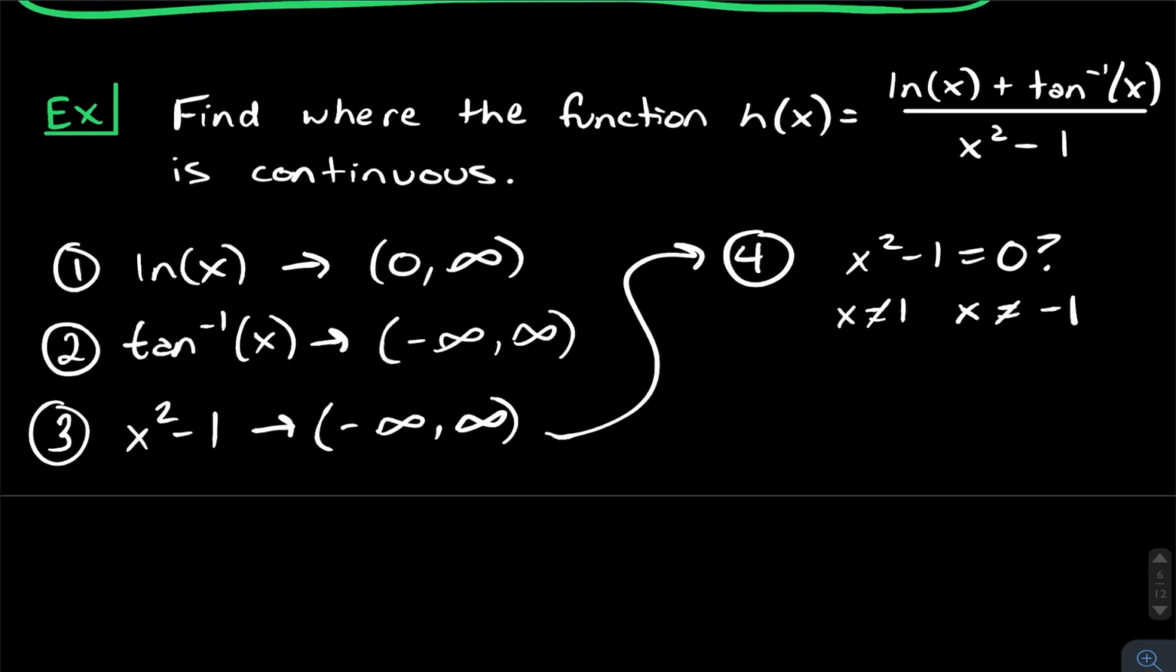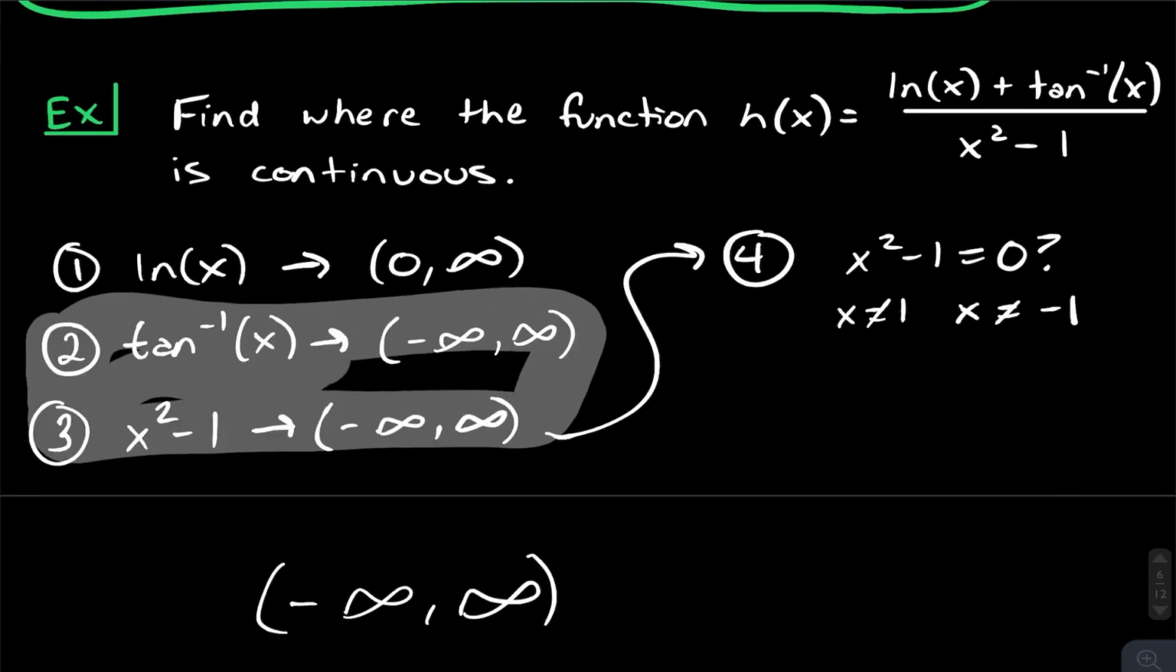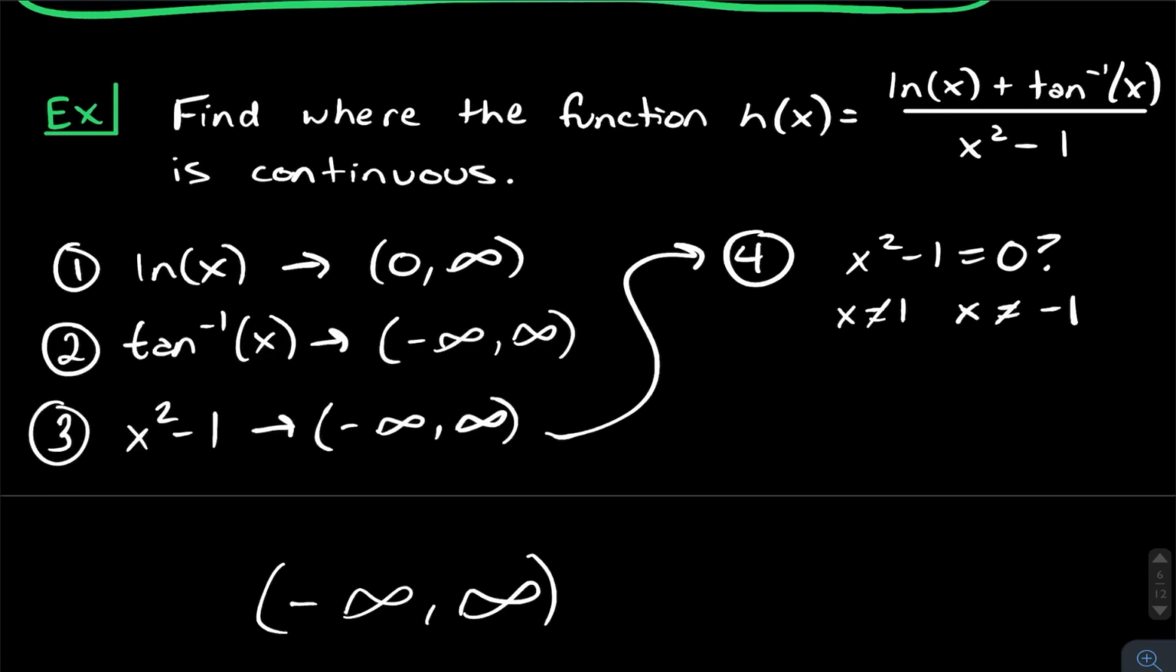Okay, so let's combine everything that we know now. What is restricting us from being continuous between negative infinity and infinity? Well, let's look. These aren't restricting us at all. They're from negative infinity to infinity. But what natural log of x says is that we can only be from 0 to infinity. Okay, cool. Let's get rid of that and write 0.